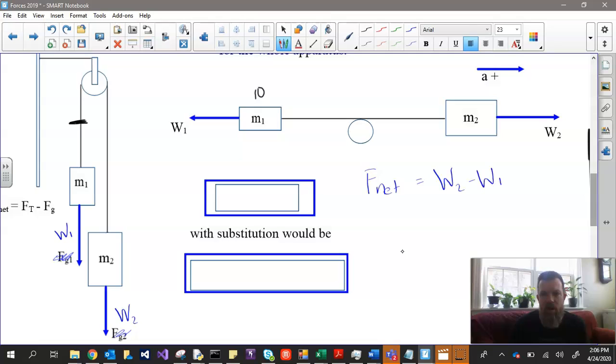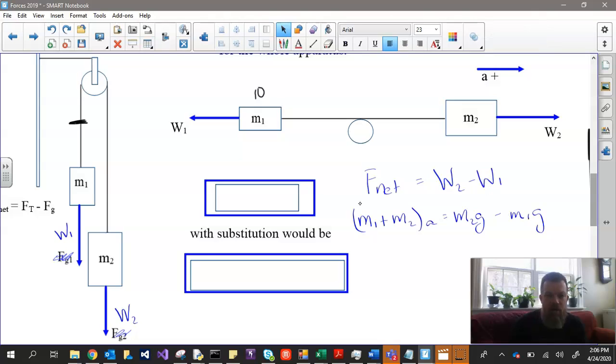minus weight 1. Or if I make my substitutions, it's mass times acceleration, but it's both masses because they move together as one object, times the acceleration, equals mass 2 times gravity minus mass 1 times gravity. Gravity is still considered a positive value because we are assuming a negative in our direction, so that covers the negative part. So this is what you need in order to solve these.